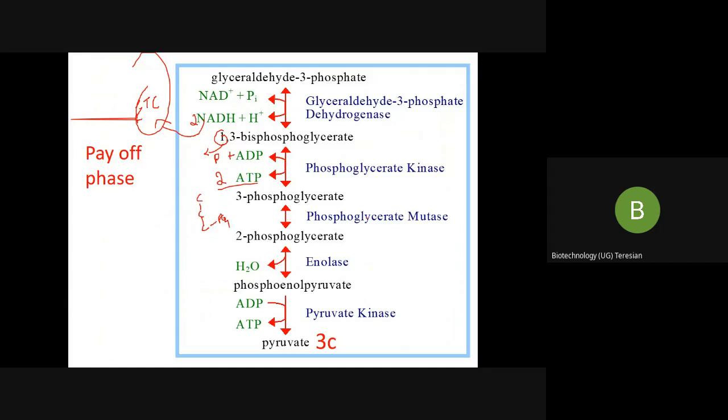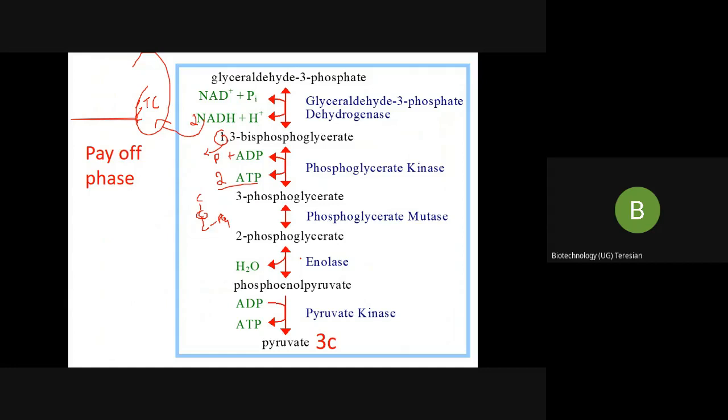So in the next step, we have the enzyme mutase. It moves the phosphate on the 3-phosphoglycerate, making it into 2-phosphoglycerate. That is, where is the phosphate group? It is on the second carbon here. So your mutase converts the 3-phosphoglycerate into 2-phosphoglycerate.